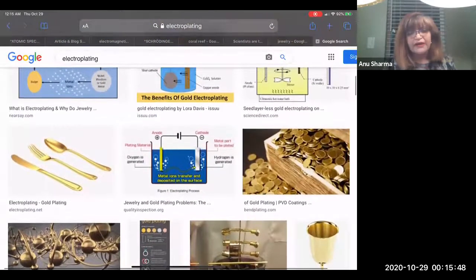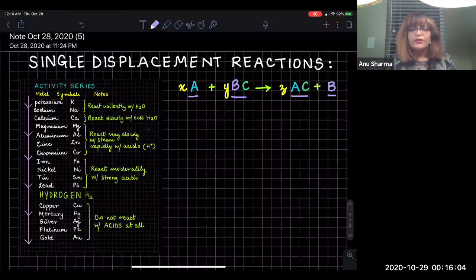But let's look at which elements can be electroplated and which ones cannot, so we're going to walk you through the activity series. As you can see on the screen, on the left hand side is the activity series. Here you will see the metals such as potassium, sodium, calcium, magnesium, aluminum, zinc, chromium, iron, nickel, tin, and lead placed above hydrogen. Why are they placed above hydrogen? Because when they react with acids or with water or steam, they have the power to liberate hydrogen as a gas.